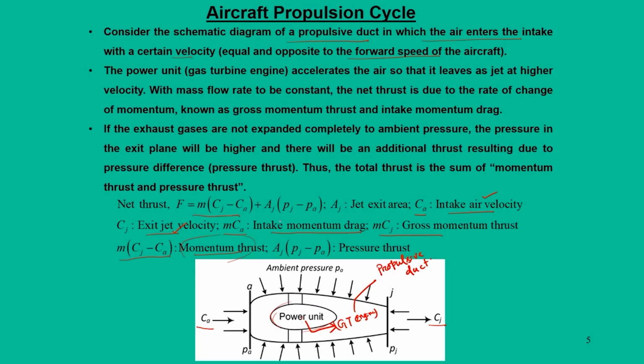There is another thrust that comes due to the pressure difference. Essentially, aircraft fly at very high altitudes where pressure is less, and side by side there is also a pressure difference on the surface. So, between the ambient pressure and the pressure on the surface of the aircraft, there is a significant difference. This thrust adds to the net thrust, and we call it the pressure thrust.